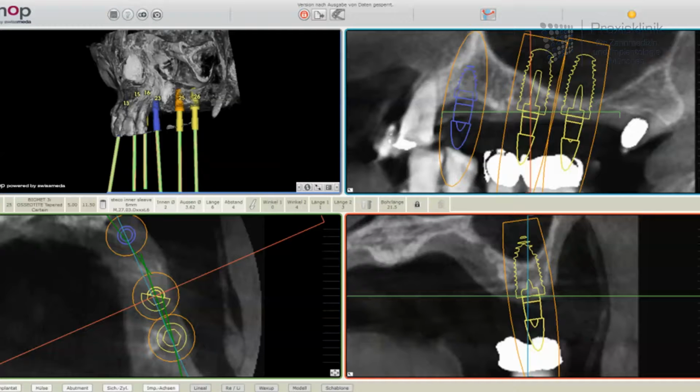And it is also possible to transfer the virtual implant position into a template, and by this template into clinical reality. Now we can have a look at a clinical case.